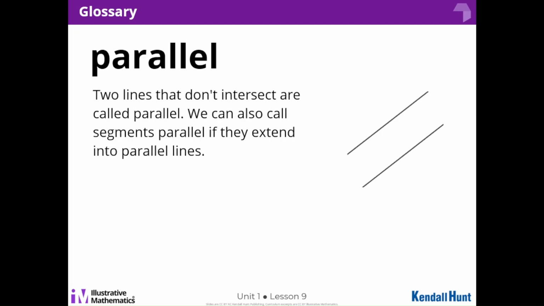Next, we have parallel. When we say that lines are parallel, it is because they will never intersect. They can go on to infinity in both directions. They will never touch. They will never cross. They are going to run side by side in both directions forever. If you have 2 parallel lines, then you could take line segments and say that those line segments are then parallel as well.